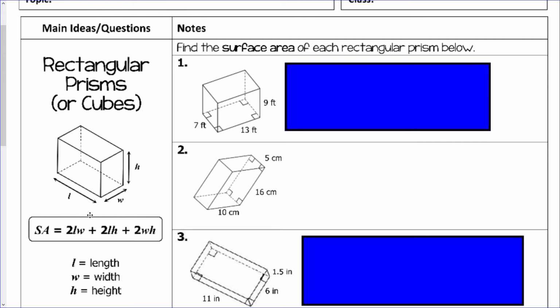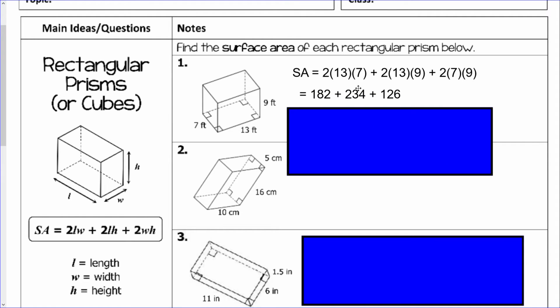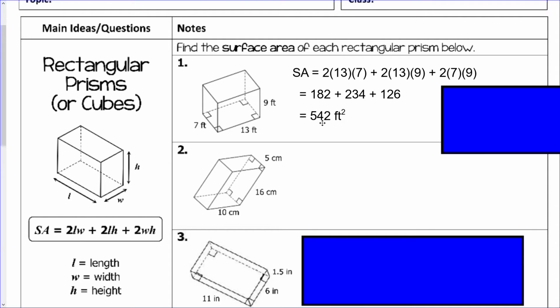All right, so we'll use this formula right here. Surface area equals 2 length times width plus 2 length times height plus 2 width times height. Again, it doesn't matter which number you put where. I've just taken the formula and plugged these numbers into it. So we've got 13 and 7, and then 13 and 9, and then 7 and 9. Then you multiply the ones beside each other and add each section. You end up with 182 plus 234 plus 126, and we have 542 feet squared.